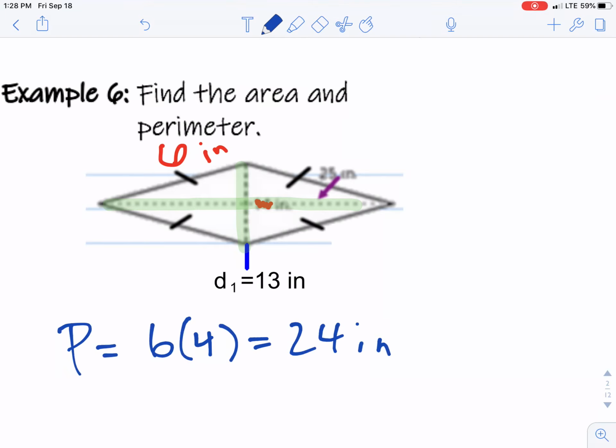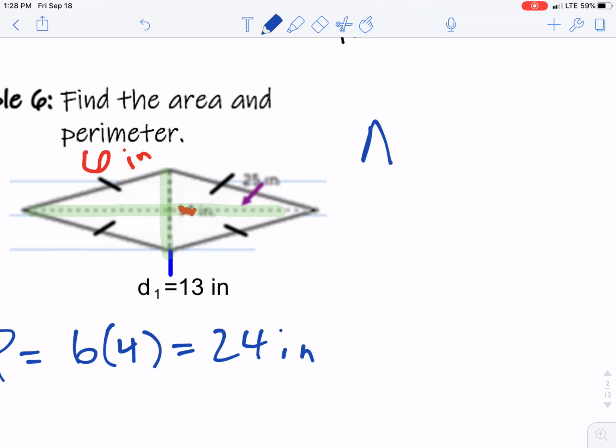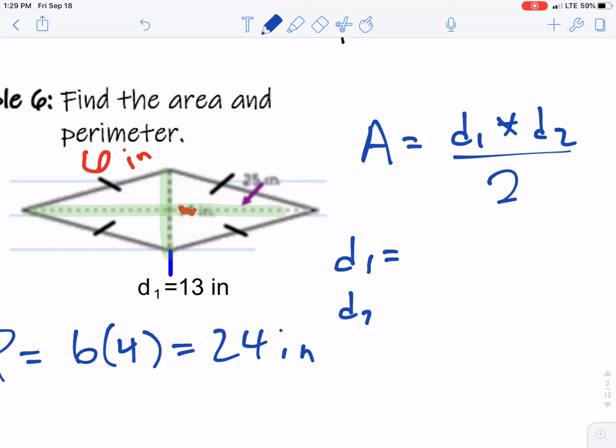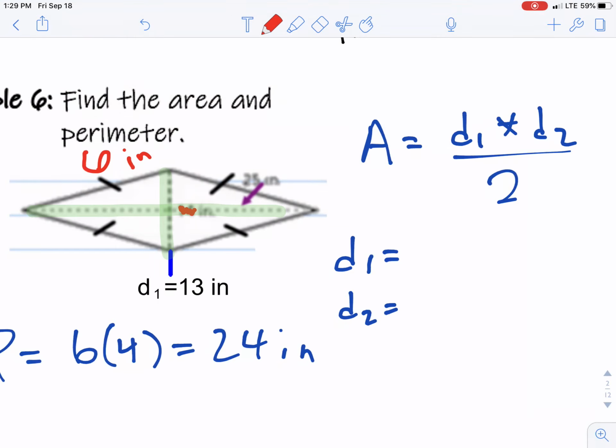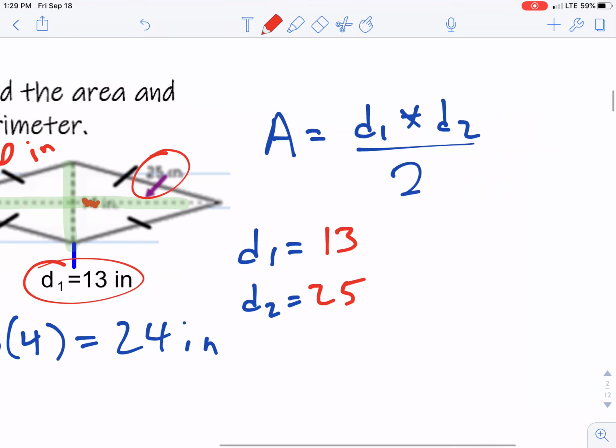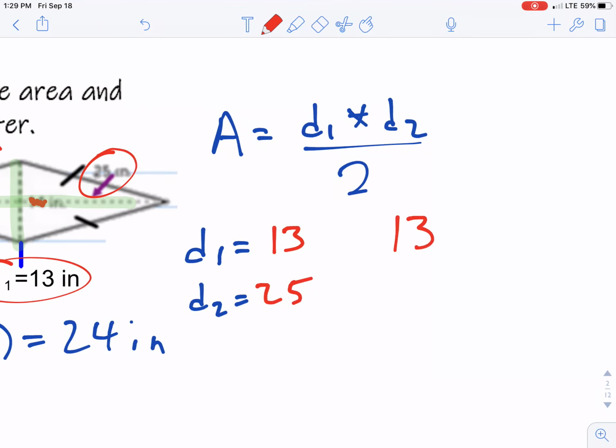Now for the area, our formula, and this is where writing down that area formula, especially on a test, says, hey, this is what I know I need to do. Whether you know how to get those values or not is up to you and for you to show me that skill, okay? But what I do know is I need to know D1 and I need to know D2. So once you find them out, write them in. D1 is 13, okay? That's this guy. And D2 is 25. And then we substitute them in.